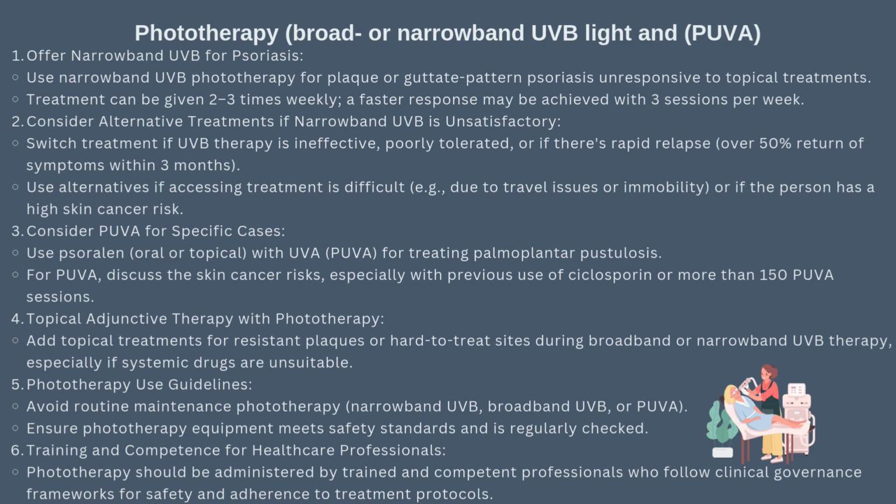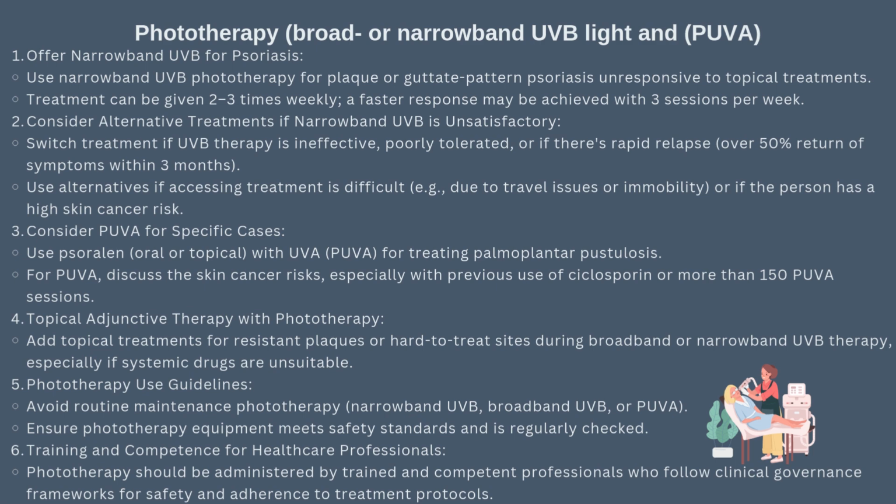Phototherapy: broad or narrowband UVB light and PUVA. Offer narrowband UVB for psoriasis. Use narrowband UVB phototherapy for plaque or guttate pattern psoriasis unresponsive to topical treatments. Treatment can be given 2 to 3 times weekly. A faster response may be achieved with 3 sessions per week. Consider alternative treatments if narrowband UVB is unsatisfactory.